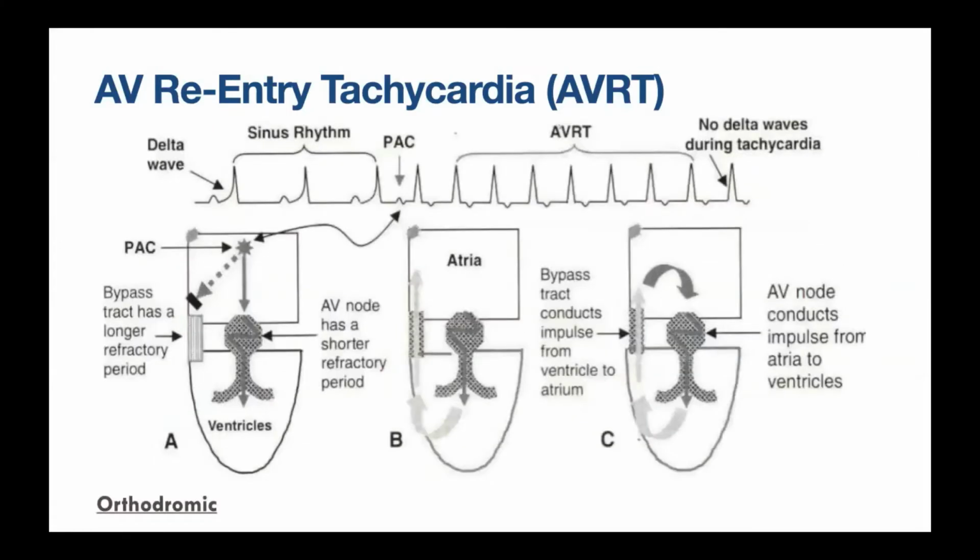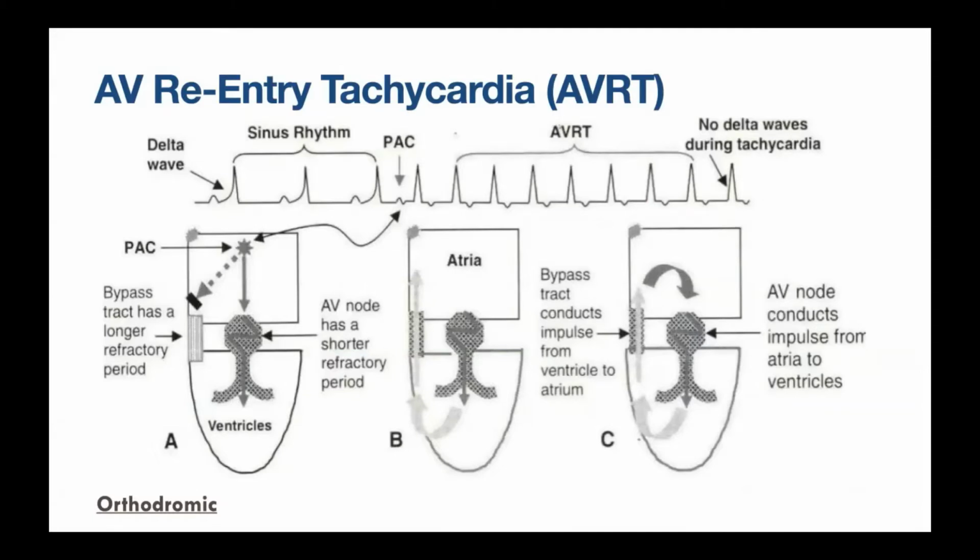So this is again just a repetition of what we said. Look at this sinus rhythm. There is a difference when you see the sinus rhythm and the tachycardia. Here, just to compare for you, this is what we said, the orthodromic tachycardia. In the orthodromic tachycardia, at the sinus rhythm, you might have a delta wave.